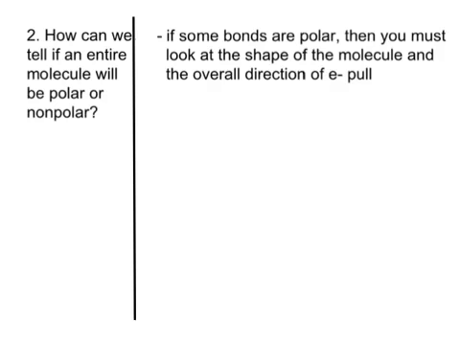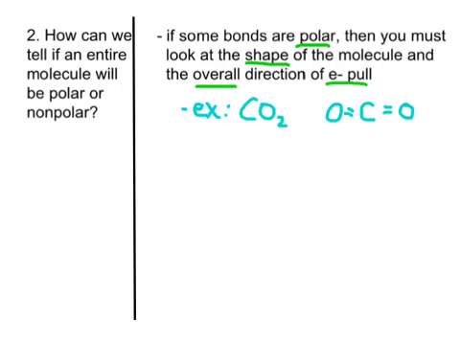All right, so that was the easy one. Now we're going to take a look at what happens if we do the electronegativity differences and some or all of the bonds in the molecule end up being polar. This is where it gets a little more complicated, because you actually have to look at the shape of the molecule and the overall pull of electrons, the overall direction of the electrons being pulled. So let's take a look at an example. All right, so let's take a look at carbon dioxide. Carbon dioxide is carbon in the middle with two oxygens double bonded on either side of that carbon.